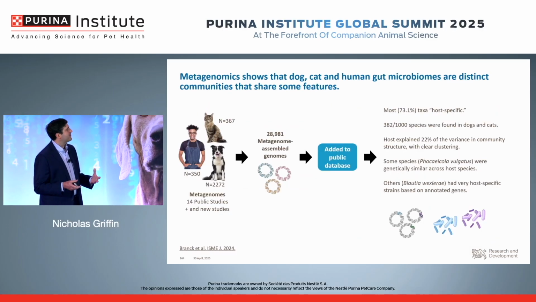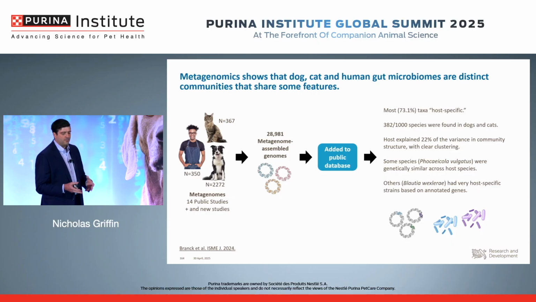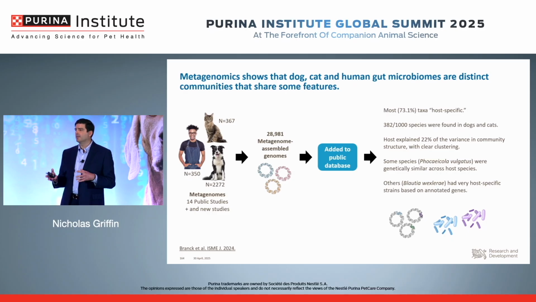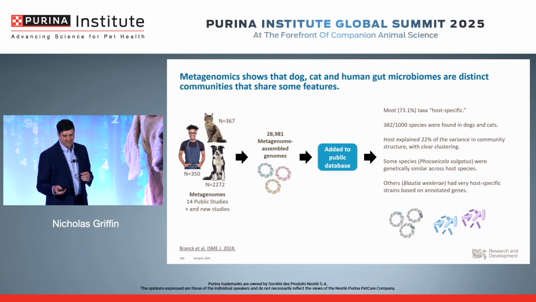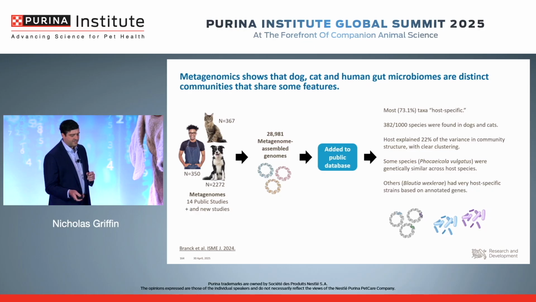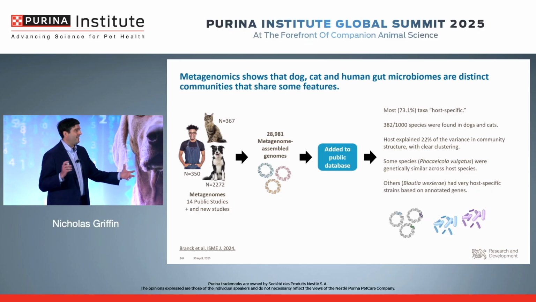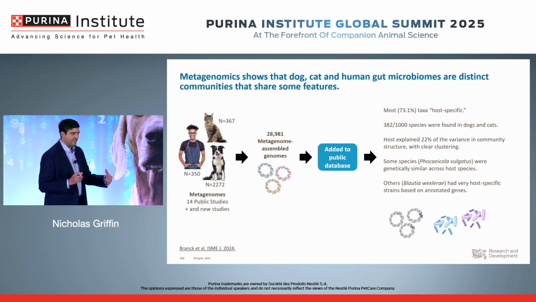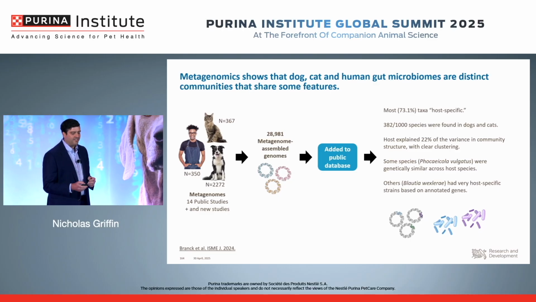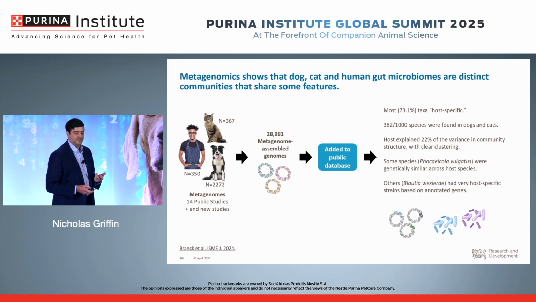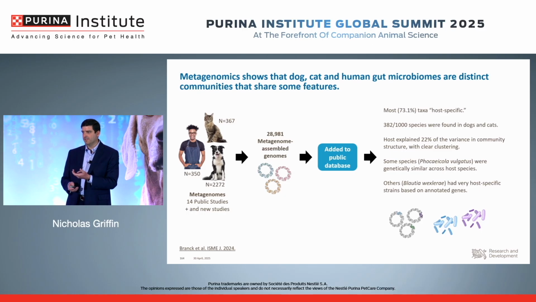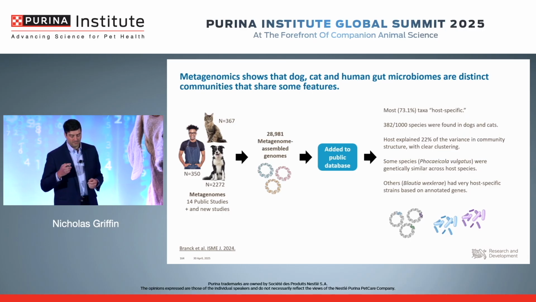So now I want to go through some examples of people using omics and machine learning and some of these methods to learn interesting things about companion animal microbiomes, human microbiomes, and how they influence health and nutrition. So a recent study here made a massive bioinformatic push across 14 studies, both published and new, to basically identify that dog, cat, and human microbiomes are distinct communities that share some features. We already kind of knew this, but I think there were some interesting results that came out of this that surprised me, and I think are really interesting.